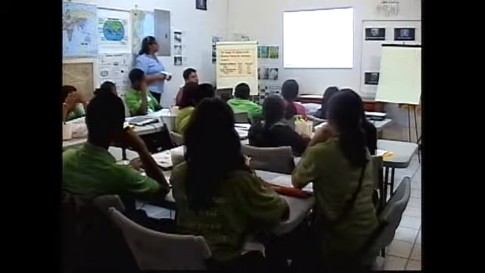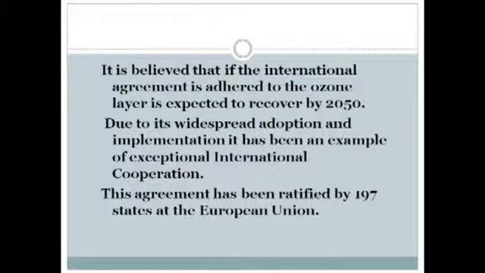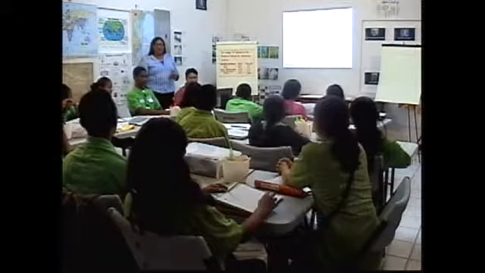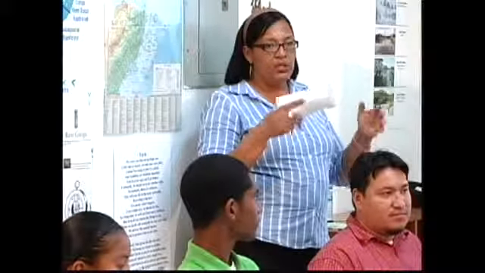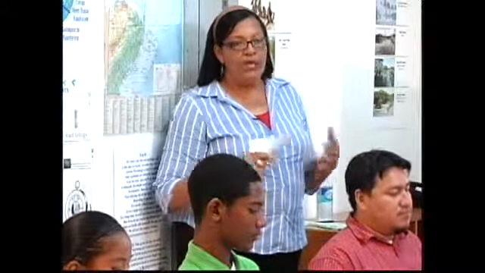Now, from all of this, the agreements from the Montreal Protocol, this is what is being said. It is believed that if the international agreement is adhered to, the ozone layer is expected to recover by 2050. How old will you be by 2050? Grandpa? Okay, but remember, mitigation, less severe, and so it continues to be worked at until we have done better with global warming.